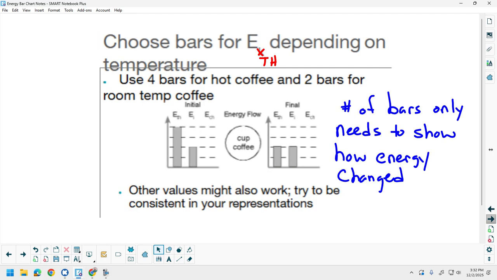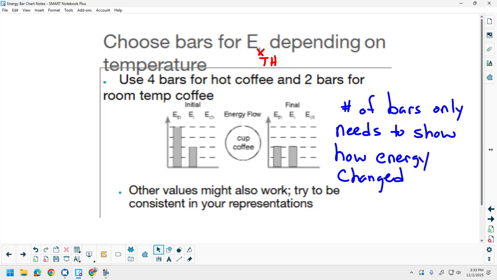And then thermal energy is going to be connected to the temperature. When particles move faster, they have more energy, therefore their total energy changes and the thermal energy is being affected. So to represent the hot coffee, I have chosen to go with 4 bars. That's just what I chose. As it cools down, the temperature is going to be dropping, so the thermal energy, the total energy of the particles is going to drop, and now it's down to 2 bars.